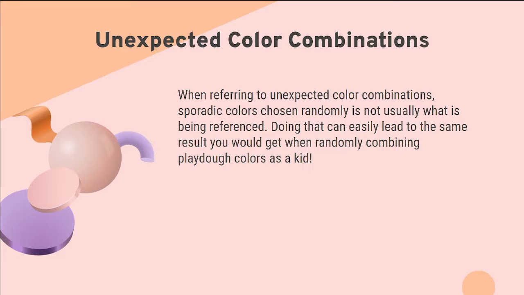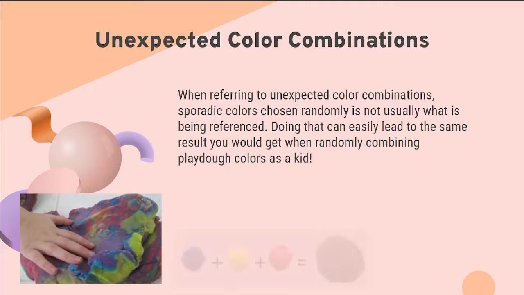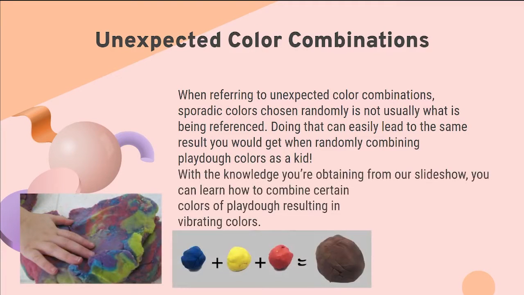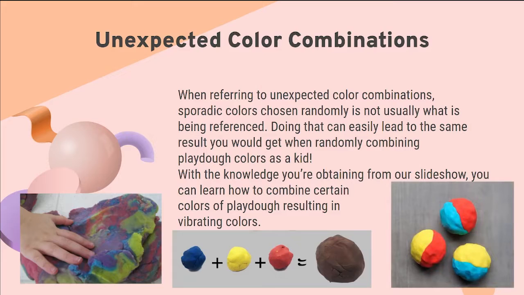Next is unexpected color combinations. When referring to unexpected color combinations, sporadic colors chosen randomly is not usually what is being referenced. Doing that can easily lead to the same result you would get when randomly combining Play-Doh colors as a kid. With the knowledge you're obtaining from our slideshow, you can learn how to combine certain colors of Play-Doh resulting in vibrating colors. Want to try it yourself? Grab red, yellow, and blue and combine them to see what you can make.